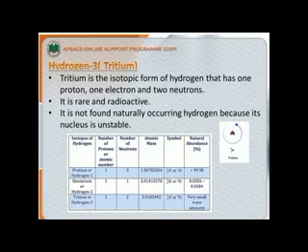It is rare and radioactive. It is not found in naturally occurring hydrogen because its nucleus is unstable. Due to the presence of two neutrons and one proton, it becomes a heavy mass particle. So as a result of this, the hydrogen isotopic form tritium is very rare and radioactive.